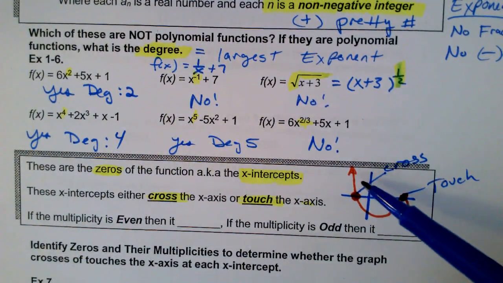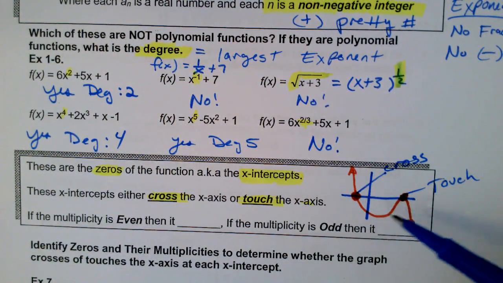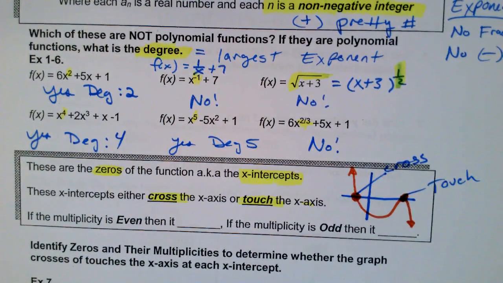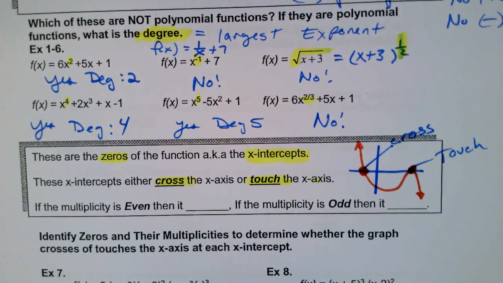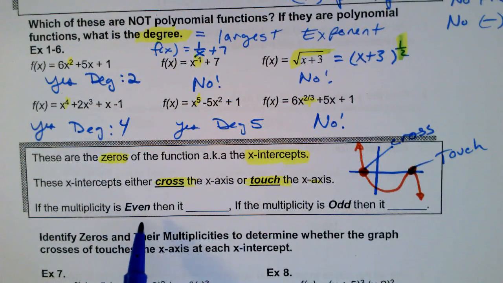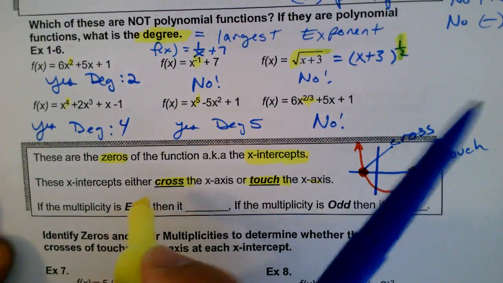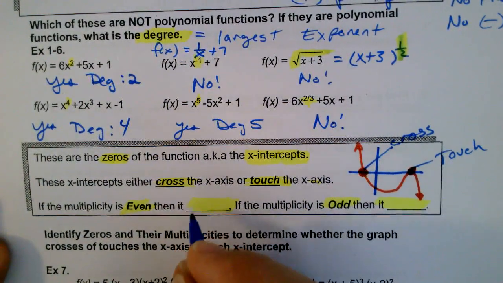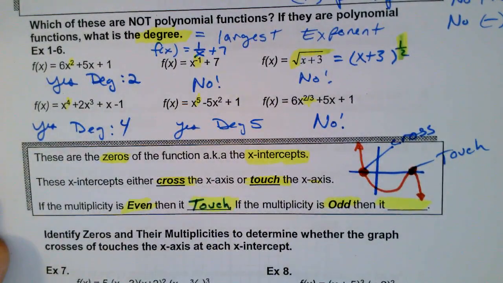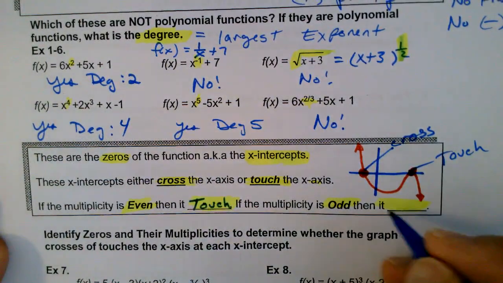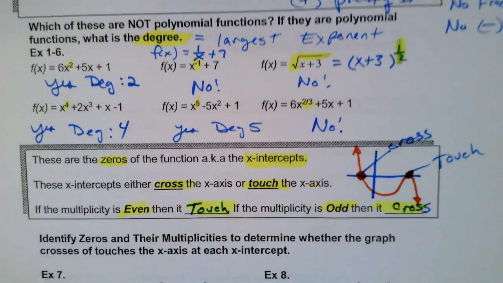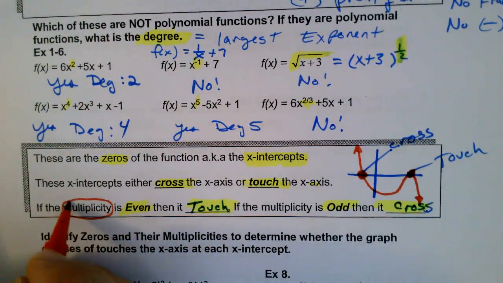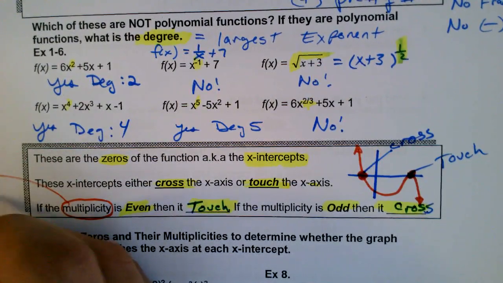So visually, you need to understand the difference between the two. This is a cross where it goes from one side to the other, from one quadrant to the next. And this one goes, touches the axis, and comes right back down to the same quadrant. Okay, so that's visually what's going on. If the multiplicity is even, then it's going to touch. And if the multiplicity is odd, then it's going to cross. Now, the first thing that you have to understand is what the heck is a multiplicity? Okay, a multiplicity is its exponent.